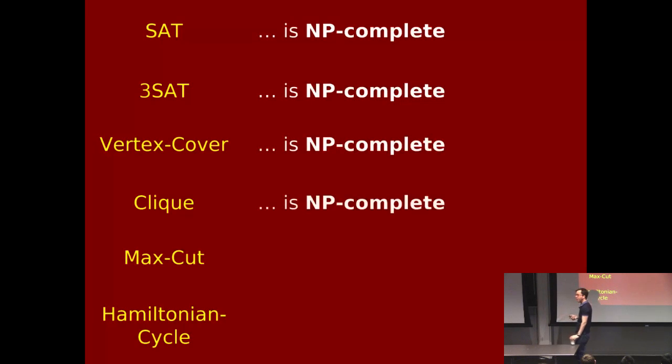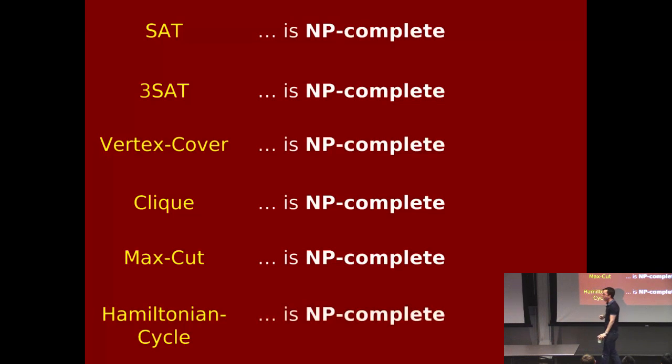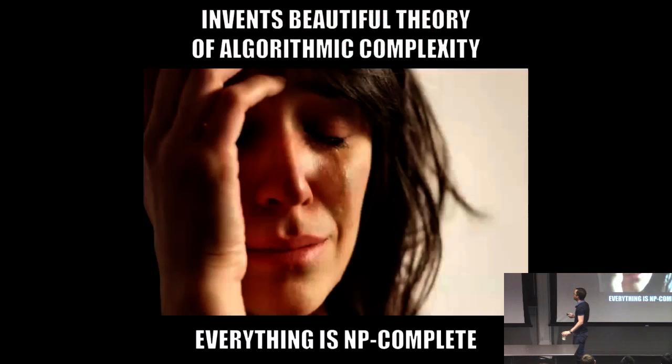Finding the largest clique in a graph is NP complete. I don't think we saw this one, but it's true that deciding if a graph has a cut of at least a certain size is NP complete. Deciding if a graph has a Hamiltonian cycle is also NP complete. So basically it was a sad story: we invented this beautiful theory of algorithmic complexity, we had all these nice problems, we defined our model of algorithms in polynomial time, and then it turned out everything is NP complete and we probably cannot solve it efficiently. So that's kind of a bummer.